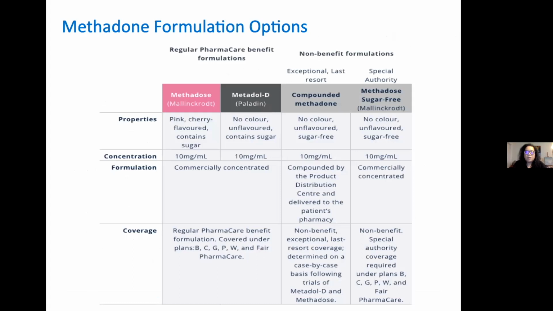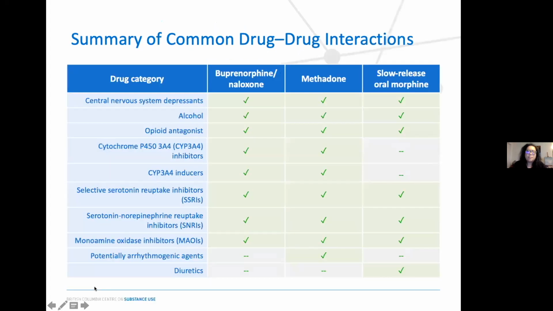So the chart is there for benefit status if you're not sure when you're starting new, if you're practicing. Compounded methadone needs a special authority process and a trial of at least the other two. There is still the Methadose sugar-free that some people might still be on from quite a few years ago, but should a person need it, it is another special authority status.